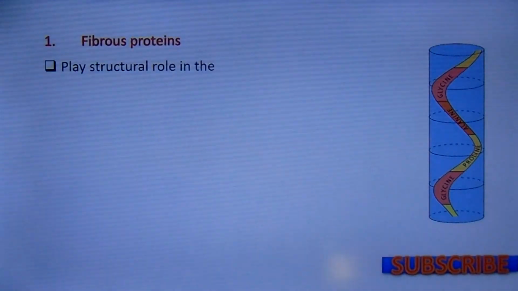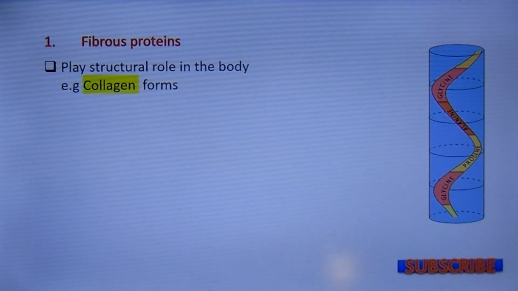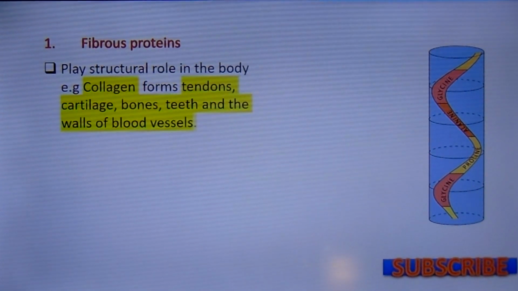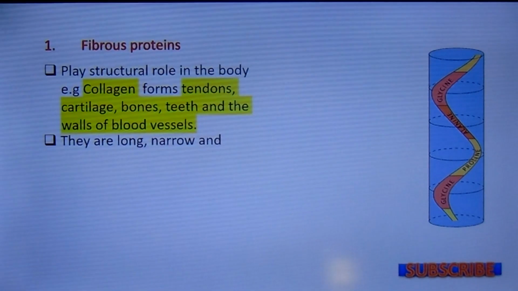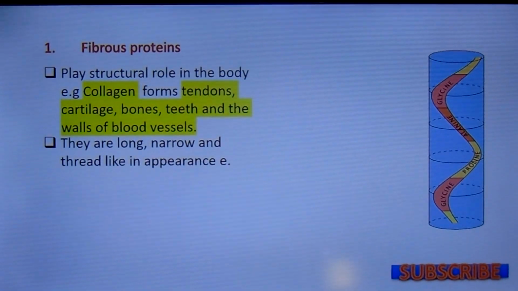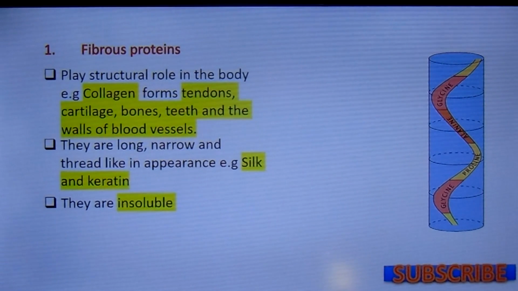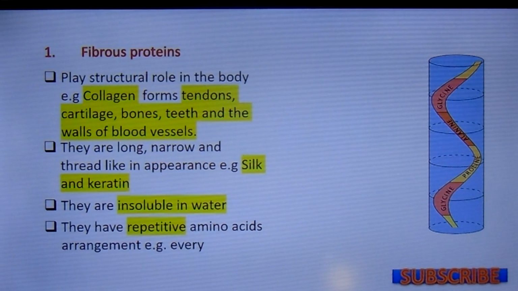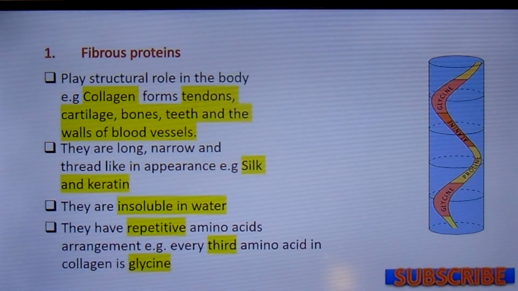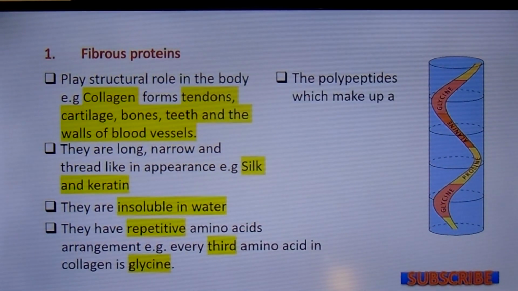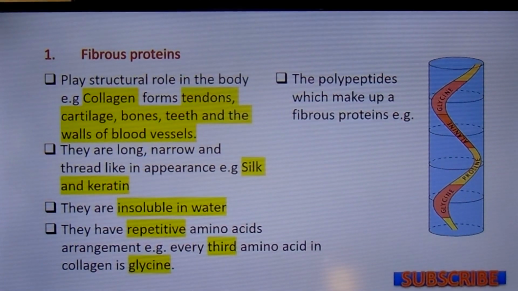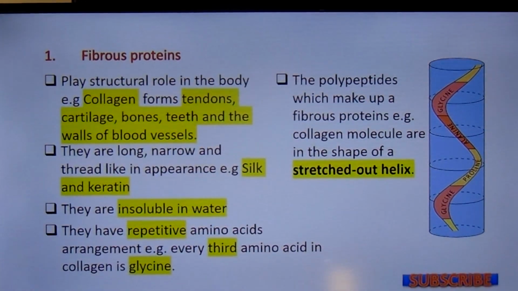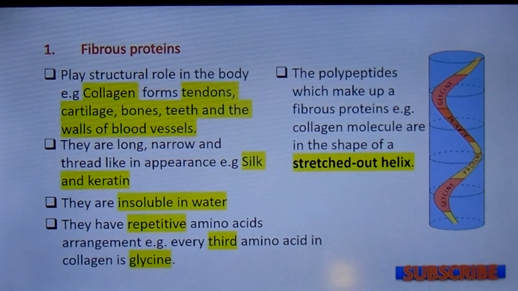Fibrous proteins play a structural role in the body. For example, collagen forms tendons, cartilage, bones, teeth, and the walls of the blood vessels. They are long, narrow, and thread-like in appearance, for example, silk and keratin. They are insoluble in water. They have a repetitive amino acid arrangement. For example, every third amino acid in collagen is a glycine. The polypeptides which make up fibrous proteins, for example, collagen molecules, are in the shape of stretched out helices.